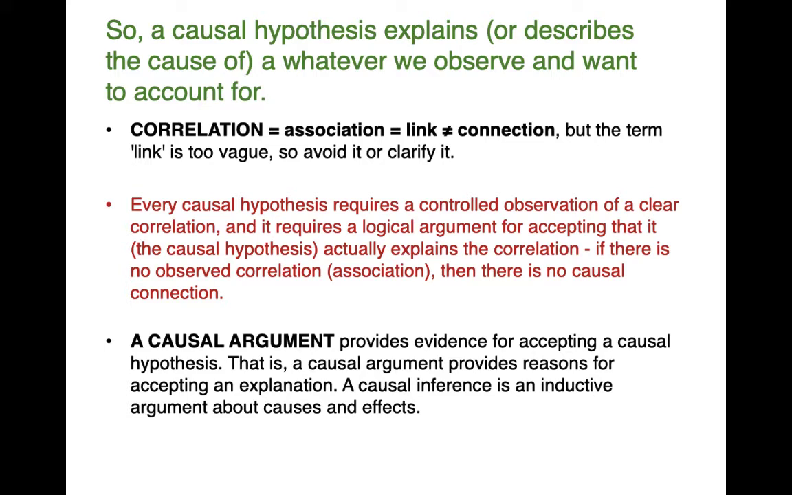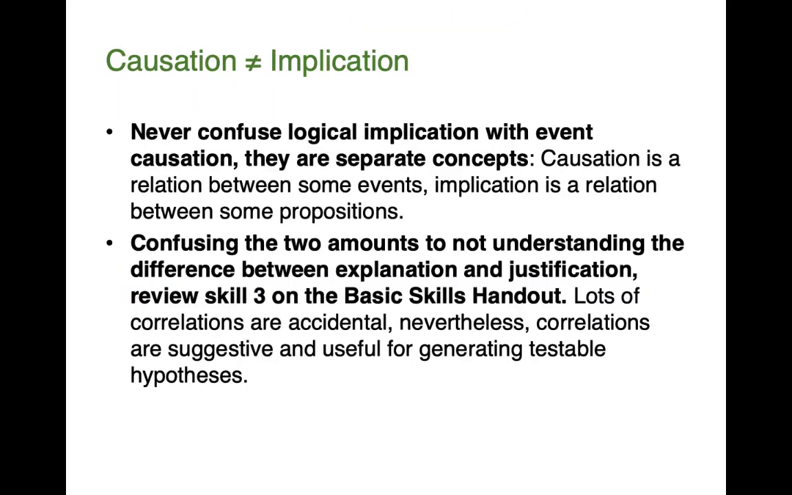Every causal hypothesis requires a controlled observation of a clear correlation. And it requires a logical argument for accepting that the causal hypothesis explains the correlation. If there is no observed correlation, no association, then there is no connection. And I'll give you some examples shortly. A causal argument then provides evidence for accepting a causal hypothesis. That is, a causal argument provides reasons for accepting some particular explanation. A causal inference, reasoning about cause and effect, is an inductive argument about causes and effects. I want to be clear here. Causation is a relation between events.